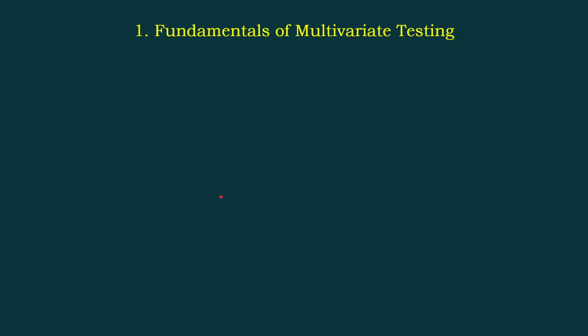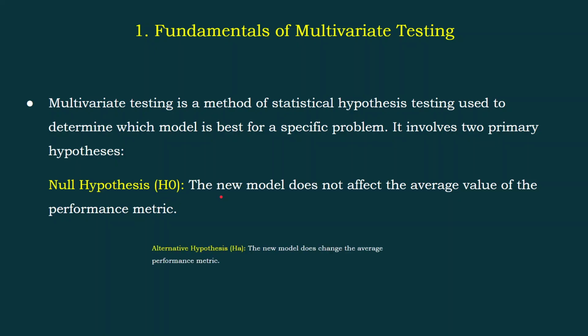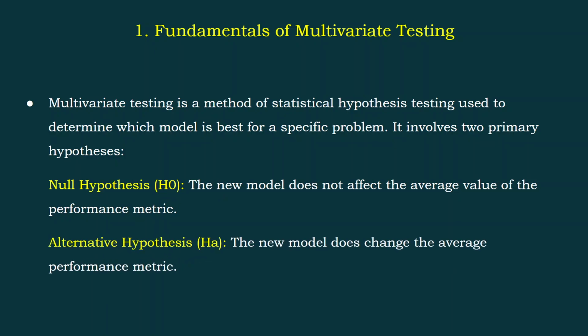Let us see the fundamentals of multivariate testing. So we have the hypothesis: null hypothesis and alternative hypothesis. This multivariate testing is a method of statistical hypothesis testing used to determine which model is best for a specific problem. So for that we need two hypotheses. It involves two hypotheses, null hypothesis and alternative hypothesis.